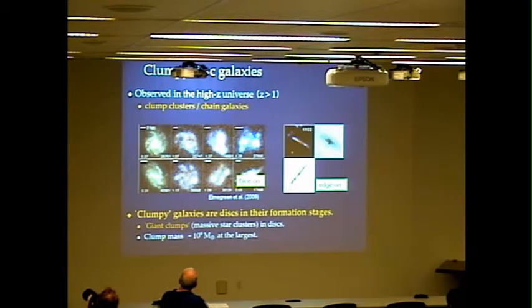These galaxies have clumps, giant clumps, the mass of which is roughly 10 to the 9 solar masses at the largest.